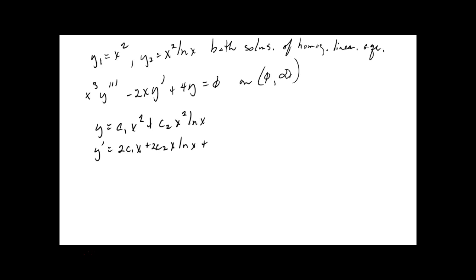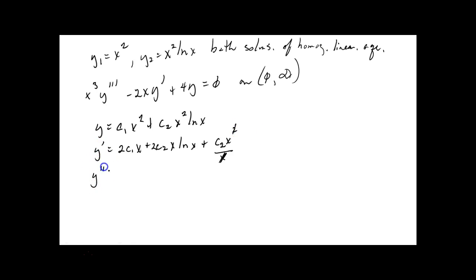C2x. Yes, the first times the derivative of the second, right? So that would be plus C2x squared, that's the first, times the derivative of the second. What's the derivative of log x? 1 over x. So do a 1 over x here, and that wipes out that. Okay? So, I don't know, that's okay, leave it like that.